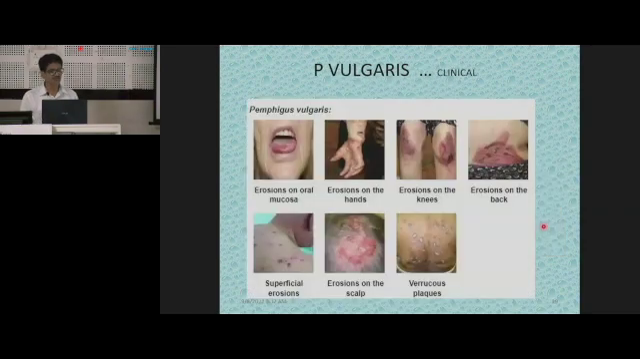This is a sort of collage of pemphigus vulgaris in which you see oral mucous membrane erosions, erosions on the hand, erosions on the knees, erosions on the back, because these are flaccid and they rupture very easily. Then superficial erosions, erosions on the scalp, and then the last picture is important. There can be verrucous plaques. This is a variant of pemphigus vulgaris in which there is verrucous hyperplasia when it is healing.